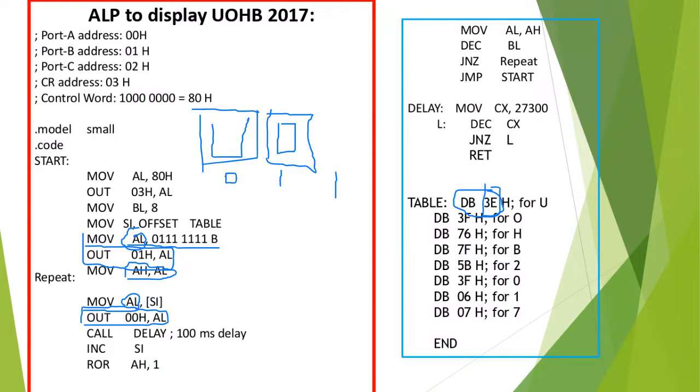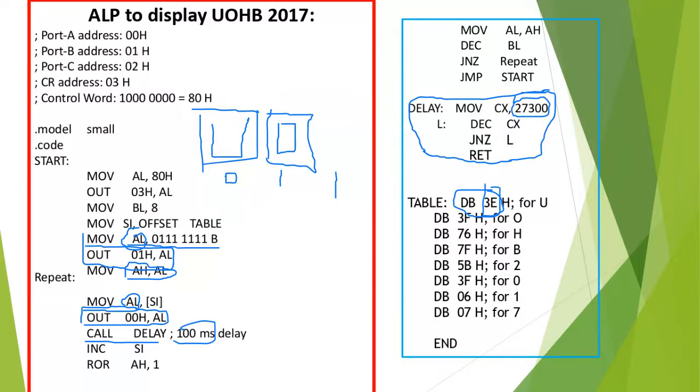Like for example, a 100 millisecond delay. So we call a 100 millisecond delay, CALL DELAY. And here is a delay subprogram for a 5 megahertz microprocessor. The number for 100 milliseconds is around 27,300, what we actually use in the lab. So we already know it, 27,300 approximate. This is the 100 millisecond delay subprogram.